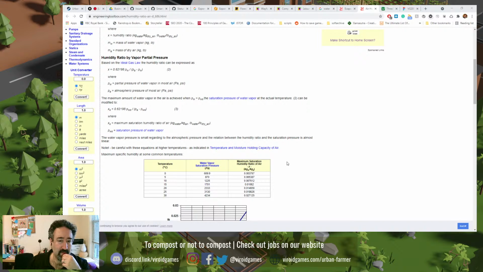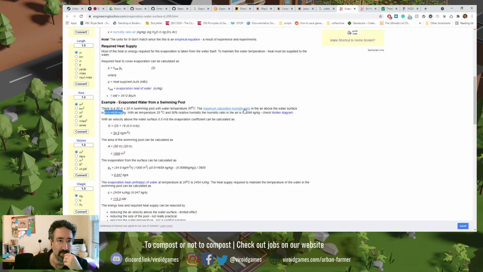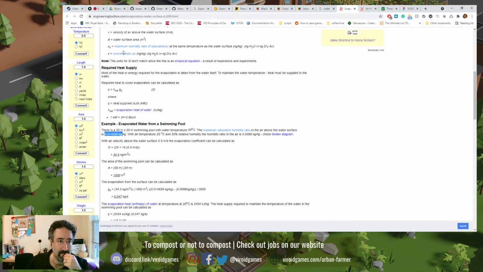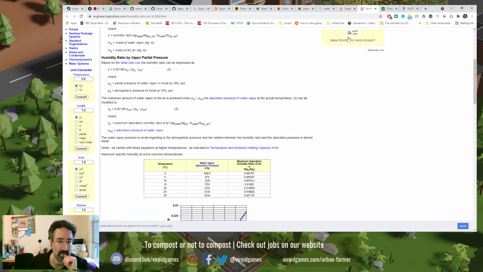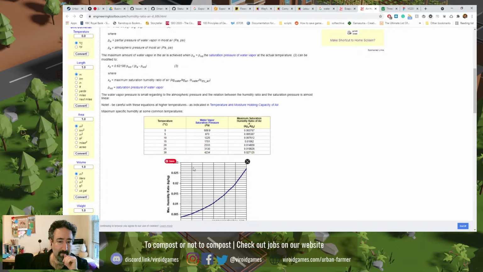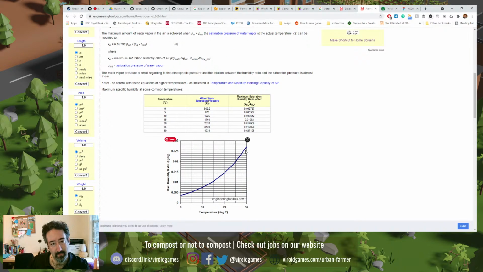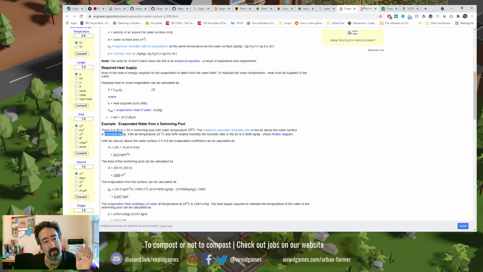Maximum saturation humidity ratio of air. This is the cool stuff. Okay, which has its own equation. So kilogram of water over kilogram of air. This actually makes so much sense because the hotter the air, the more water it will carry. So the ratio makes sense.